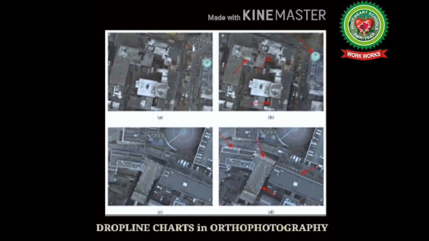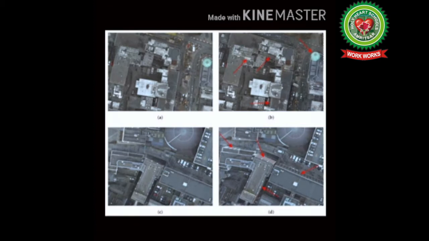On the other hand, orthophotography or orthoimage is an aerial photography or satellite image. Come to the next point.